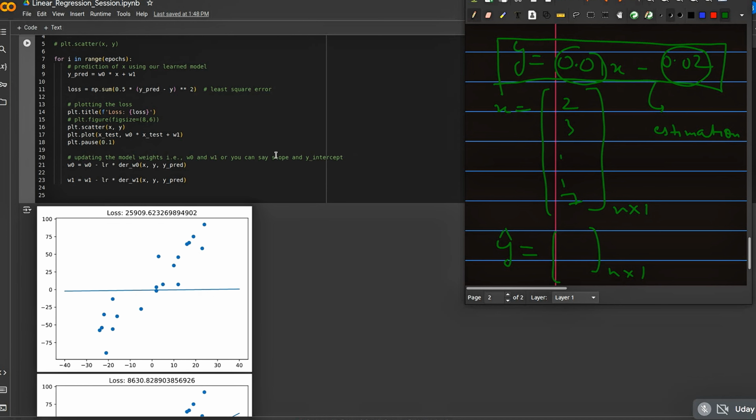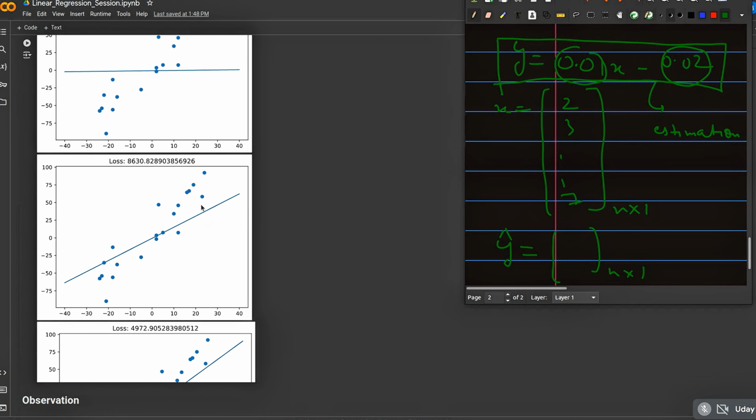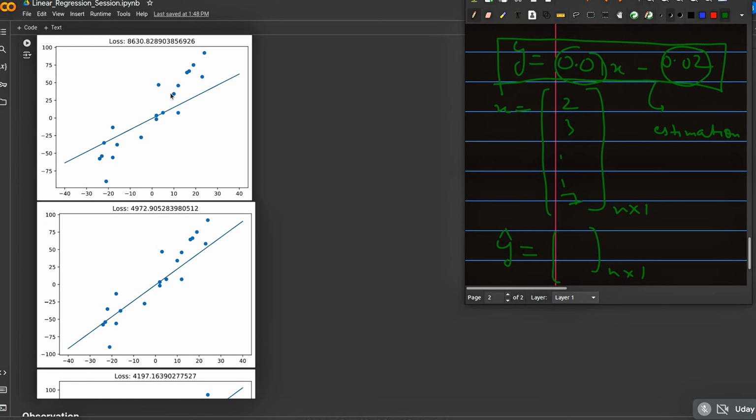So let me show you. This was the first, initially randomized. Then we performed the first iteration. So you can see it is becoming better somewhat. Okay, how many of you can see? Yeah. Then we performed one more iteration. You can see it is becoming more aligned.